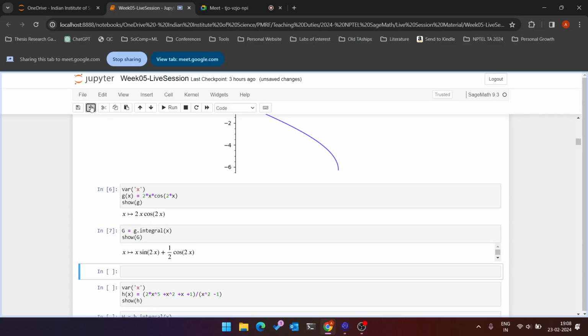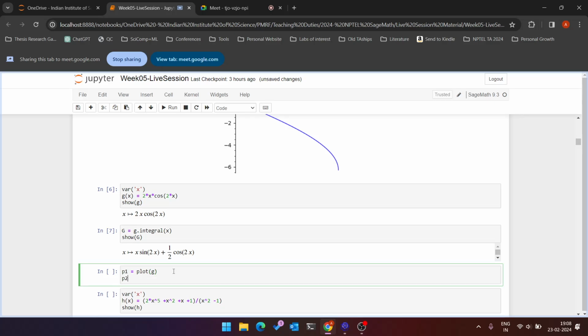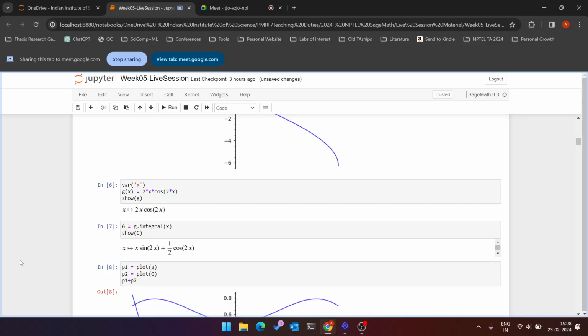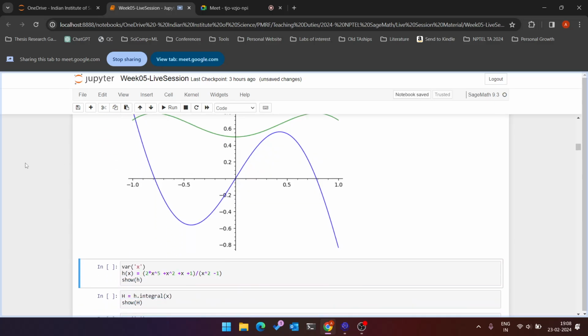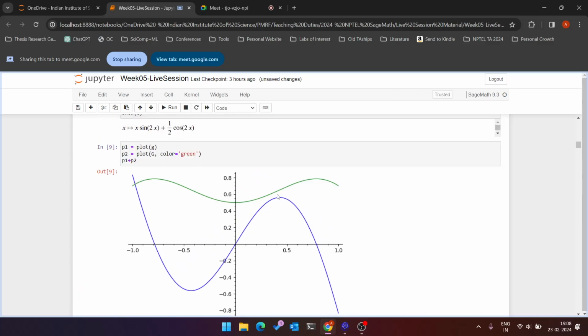If I want to plot both the functions together, I can do so: p1 is equal to plot of g, and p2 is equal to plot of capital G, and then do p1 plus p2. So I should perhaps put color equals green. Right, so this becomes my indefinite integral.